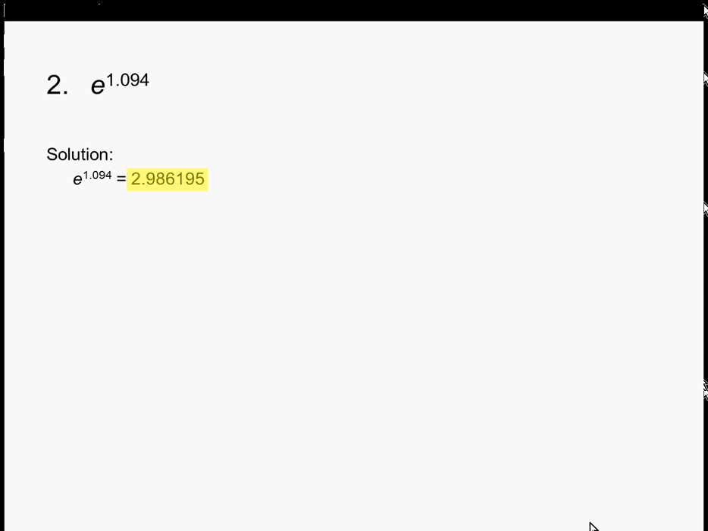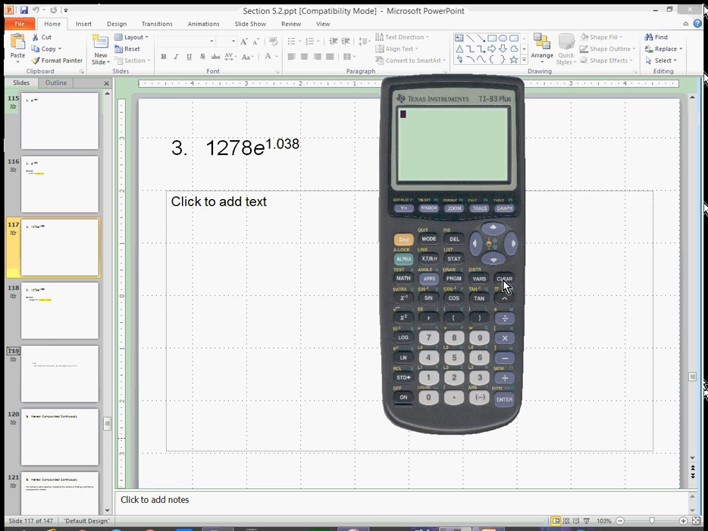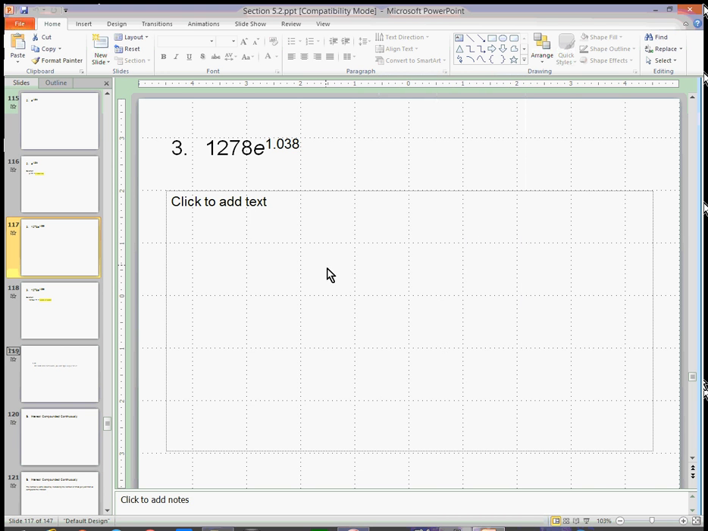Number 3, 1278 times e to the 1.038. Again, on the calculators, you can do it exactly like it looks. Let me clear this out. So 1278 second ln 1.038, close your parenthesis, press enter. You get 3,608.515092.